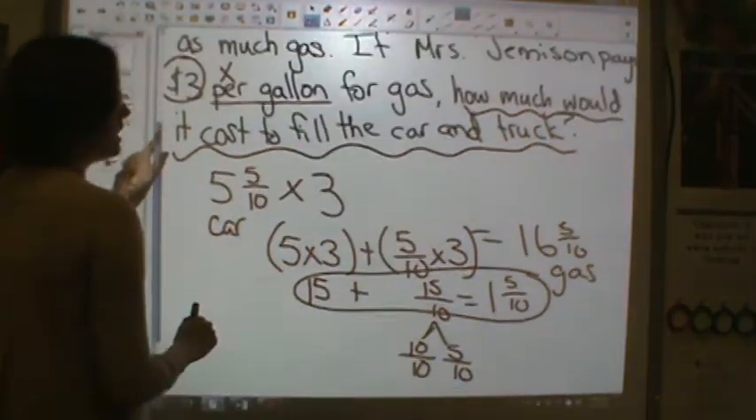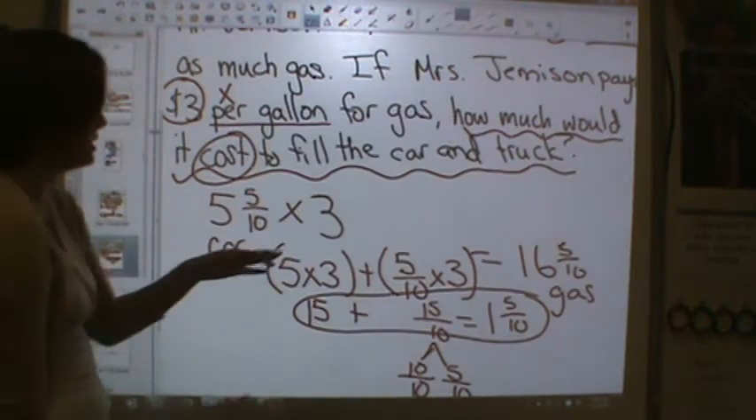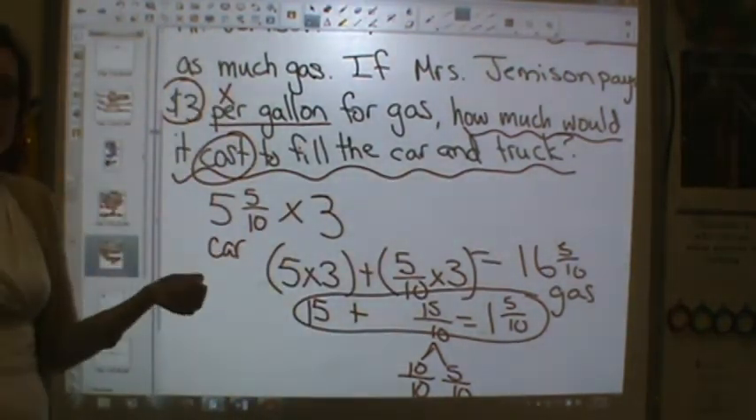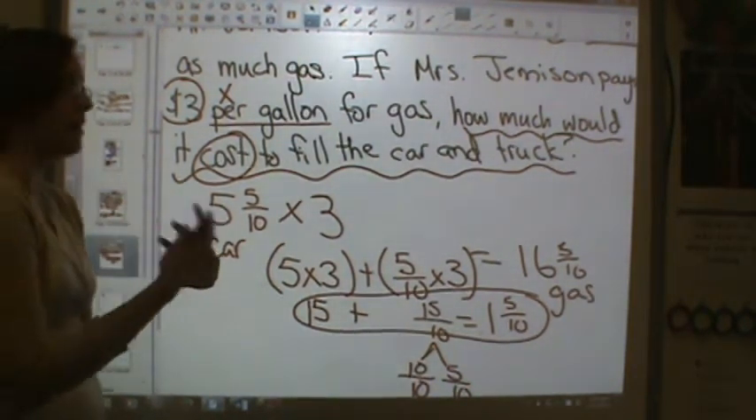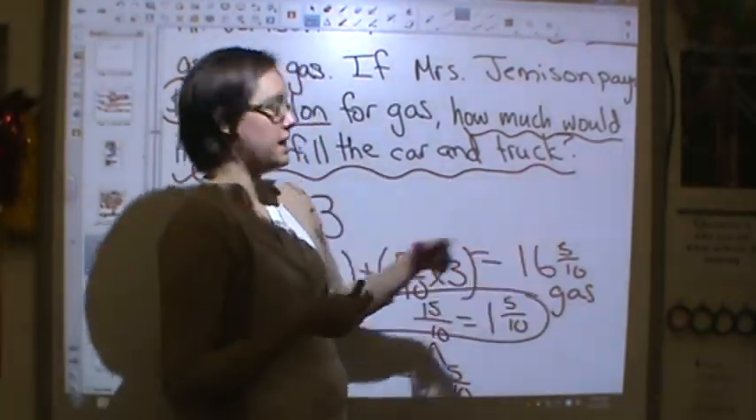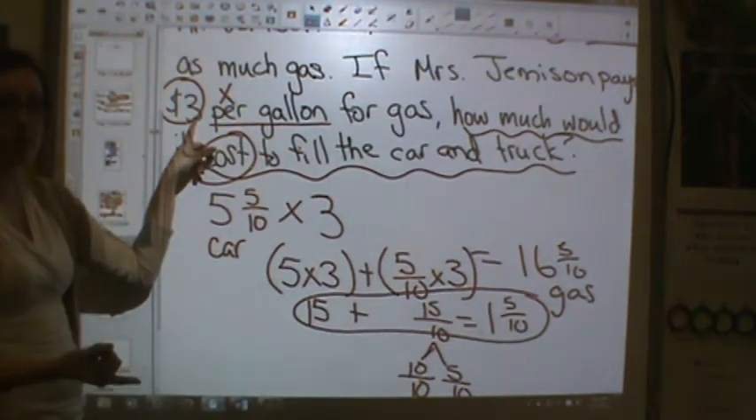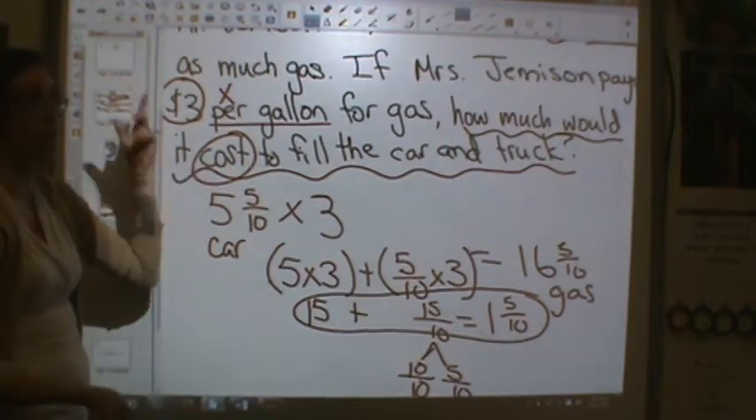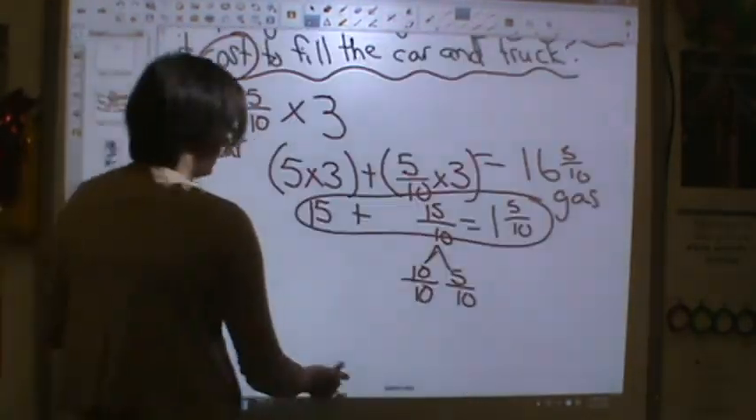But is that how much money it will cost? Because cost is money. No, this is just the gas. So now we have to find the cost. And when you go to a gas station and you fill up your gas, it's costing you money for every gallon you put in there. So if we put 16 5/10 gallons of gas in both of our vehicles, it's going to cost $3 for 1 gallon, $6 for 2 gallons, $9 for 3 gallons, or we could just multiply because it would be repeated addition.